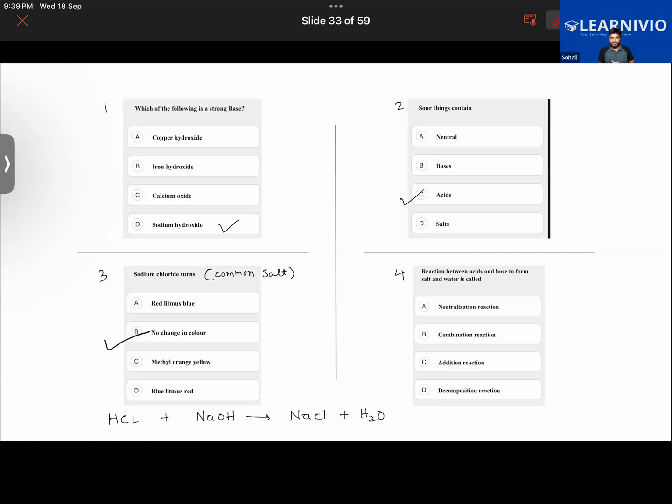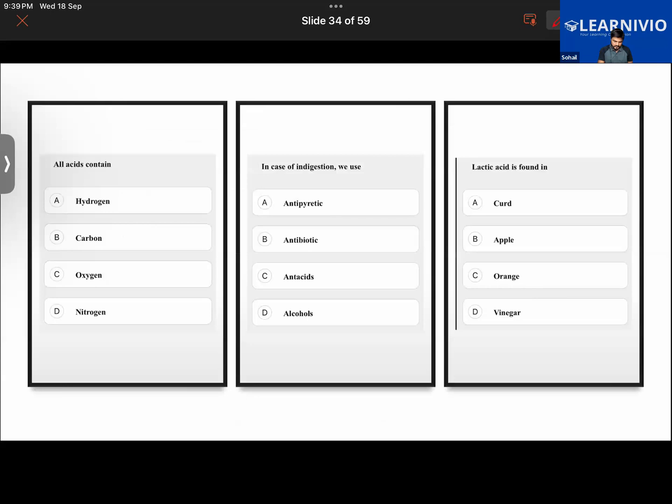Okay, question number 4, guys. What's the answer to this? Neutralization reaction. Good. It's an important question, a really interesting question. Something you need to think of for a while. We can answer the second one. Yes, antacids. Of course, you can answer the second and third one, but think of the first one.